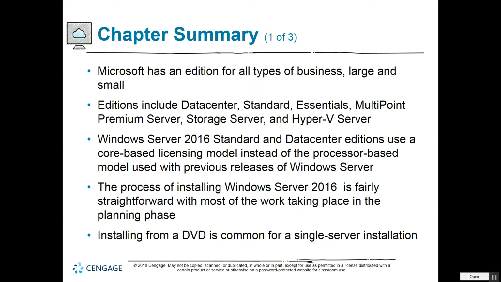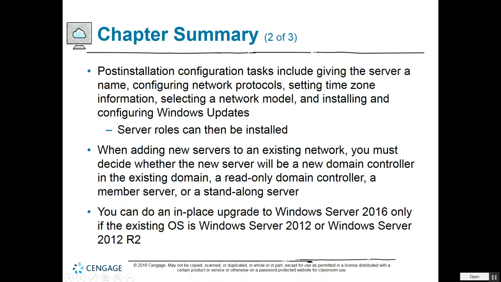Now, the process of installing Windows Server 2016 is fairly straightforward. Most of the work takes place in the planning phase. Installing from a DVD is common for single server installation as long as the DVD can hold the version. Post-installation configuration tasks include giving the server a name, configuring network protocols, and setting time zone information. Select the network model, install and configure Windows updates. Then, after it is stable and totally updated, we'll go ahead and install the roles that the server will perform.